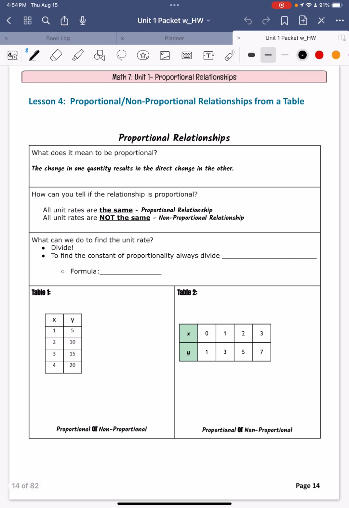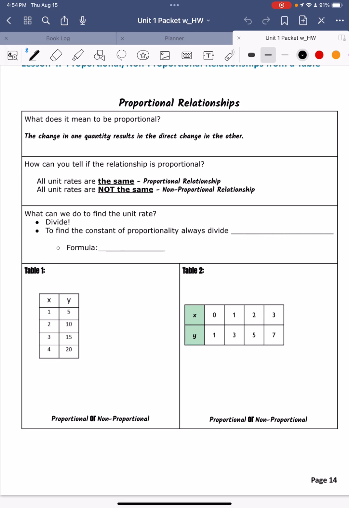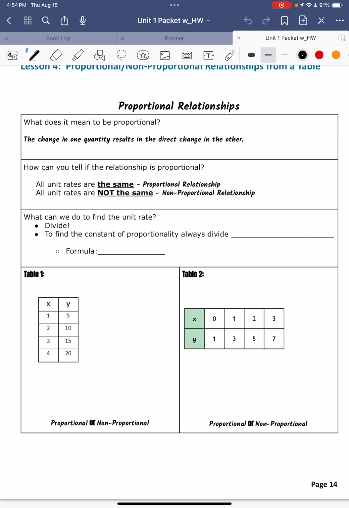All right, this is lesson 4, proportional and non-proportional relationships, and we're going to be able to identify them from a table. So just to get started, what does it mean to be proportional? To be proportional, a change in one quantity results in a direct change in the other. So something happens that changes the other quantity.